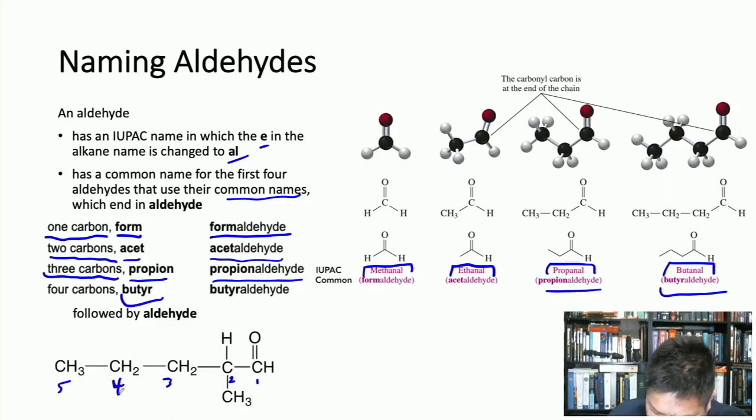So we have an aldehyde here at carbon 1, and we have a methyl group here at carbon 2. So how do we name this? Quite simply, it's 2-methyl, because it's at the second carbon, and it's alphabetical. And since the aldehyde is on the first carbon, you don't have to say 1 at all. It's just pentanal.